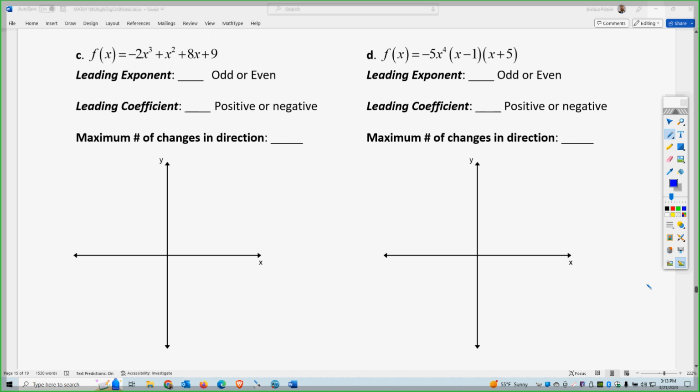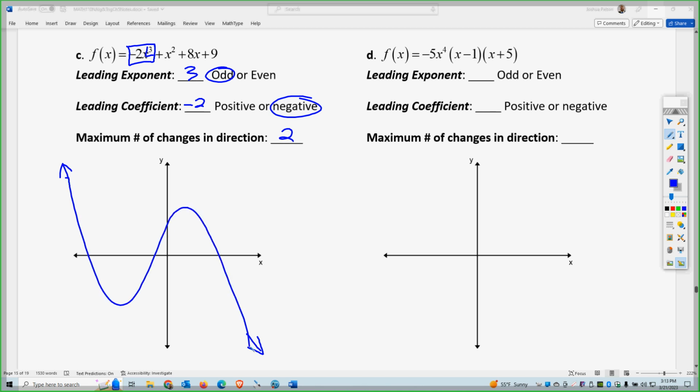All right, so the leading term here is this one here, which is an exponent of 3, which is odd, and -2 is a negative leading coefficient. So since it's odd, whatever you plug in comes out the same, but the negative is going to switch it. So the positive direction goes negative, and the negative direction goes positive. And since this is the third exponent, changes in direction are 2.